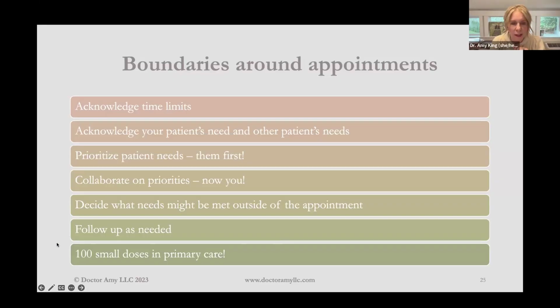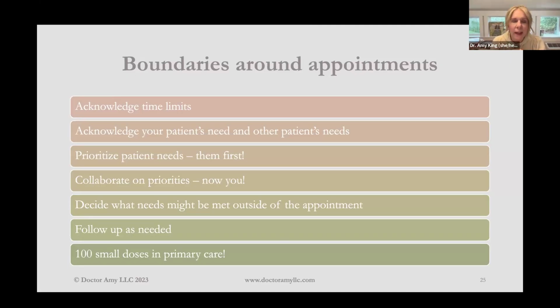Before I'm seeing the reminder from Stephanie to just be on time. I'll offer a couple of things, and I'll make sure that you get these things, but we kind of mentioned acknowledge time limits, acknowledge your patient's need and other patients' needs as well. Allow them to go first and prioritize a couple things, and then collaborate on the other priorities that are there. Decide what needs could be met outside the appointment by other folks who are on your team.